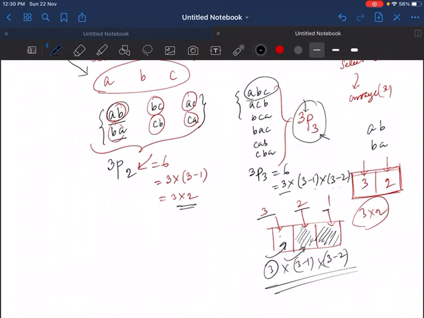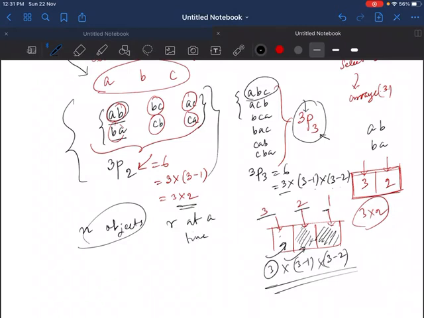So suppose we have n objects. Here we just showed a basic example: 3 objects taken 2 at a time and then 3 at a time. Now the general case. Suppose I have n objects and if I take r objects at a time, then that will be denoted as npr, right?